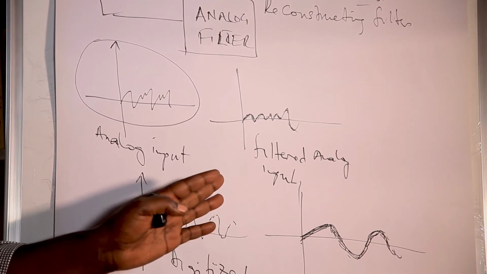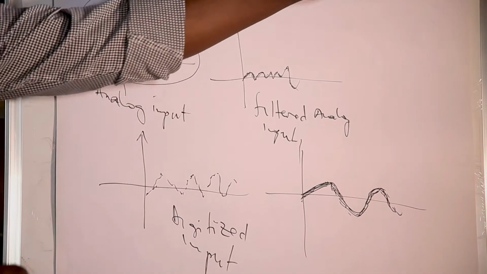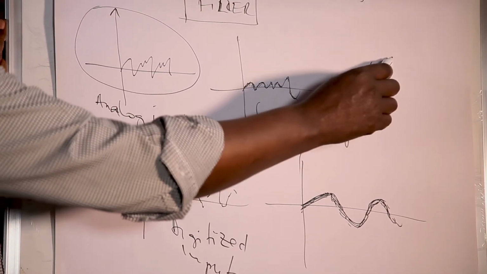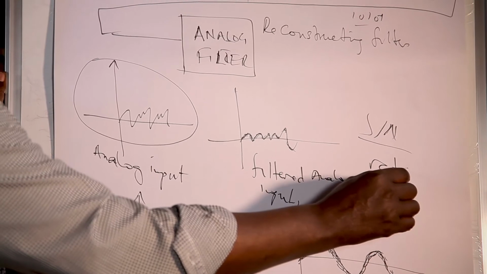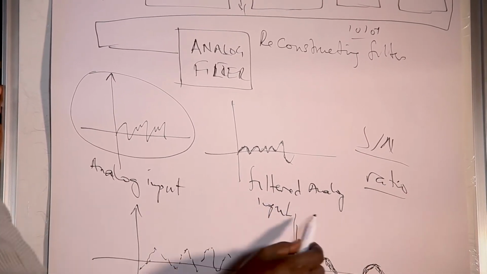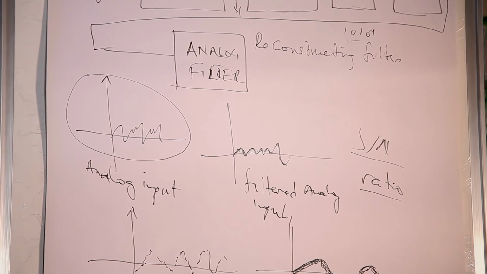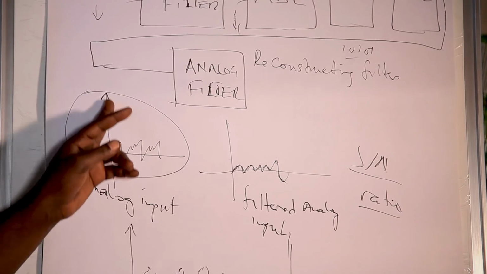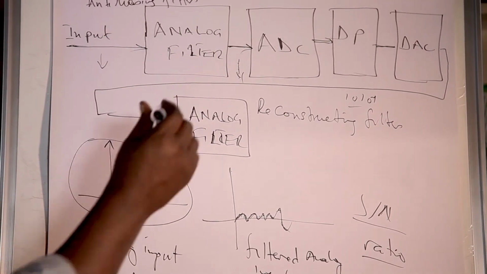So remember, when you are taking from the ADC, you are taking the signal to noise ratio, for example, to minimize or to get samples outside from the system. Then you get the output again as analog. So this is a block diagram of a DSP system.